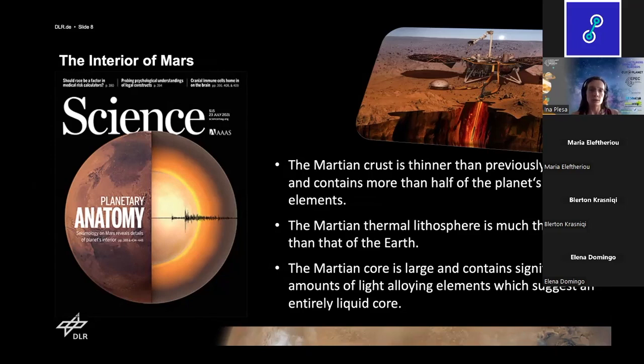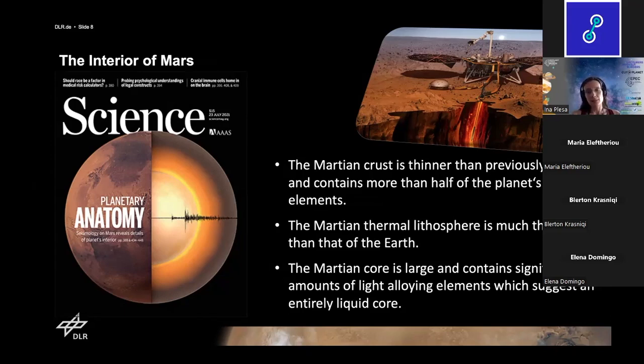And another important piece of information is the size of the Martian core. Thanks to the InSight data, we know that the Martian core is large and it has to contain a significant amount of light elements like sulfur, but also oxygen, carbon, or even hydrogen. And these light elements bring the density of the core to a level such that we can explain the mass of the planet.